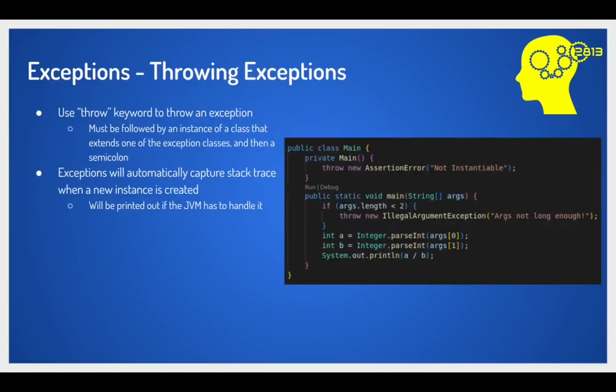Next up, we've got throwing exceptions. You use the throw keyword and then an object of the exception type to throw an exception. So yeah, it must extend one of the exception classes, and then you need a semicolon afterwards. And when an exception class is initialized, that is when Java will look at all of the methods that have been called to get here and keep track of that information so that it can be accessed at a later point. And if the main method doesn't handle the error, then it will print out all of the methods that were called to get to where it is. And if it has access to the line number, it will tell you the line number.